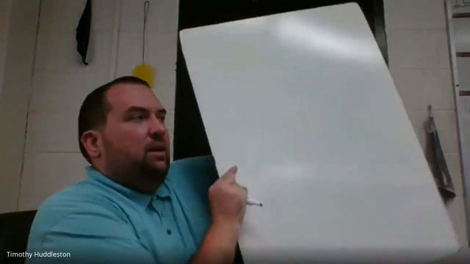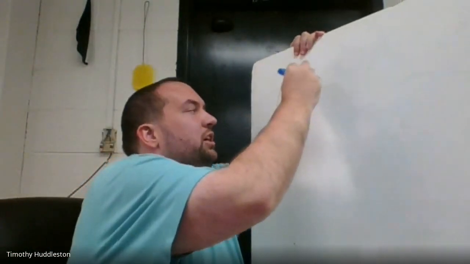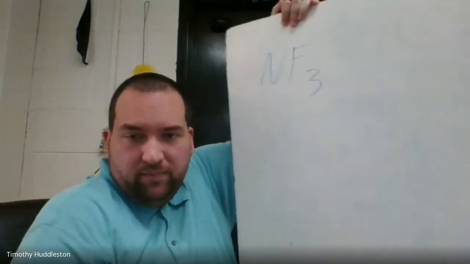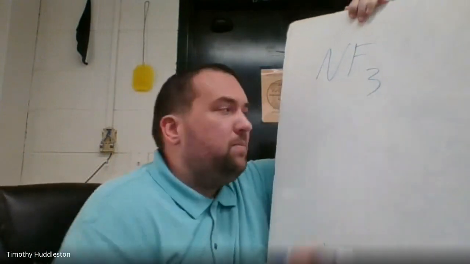Now let's do one that's a little bit more challenging. Let's try the chemical NF3. I want to see the Lewis structure of NF3. Can you tell me? This one's a little bit more challenging. You can try on your own if you want. Just challenge yourself. I'm going to give you the answer pretty quick.